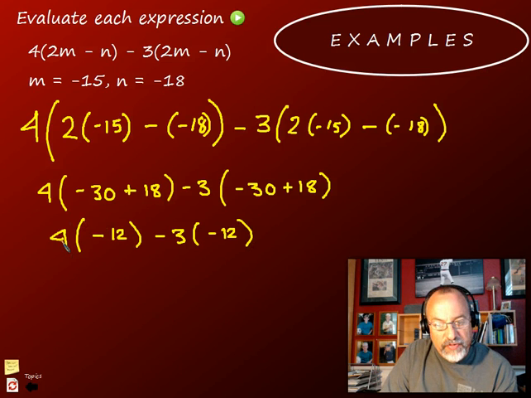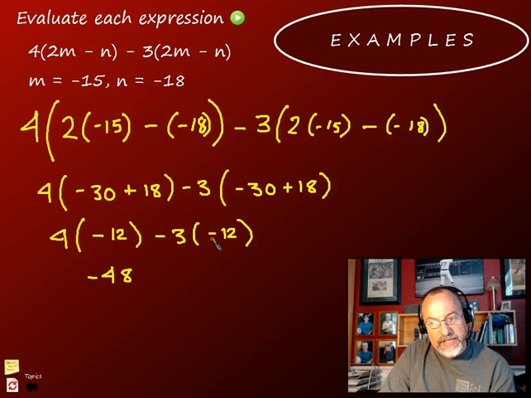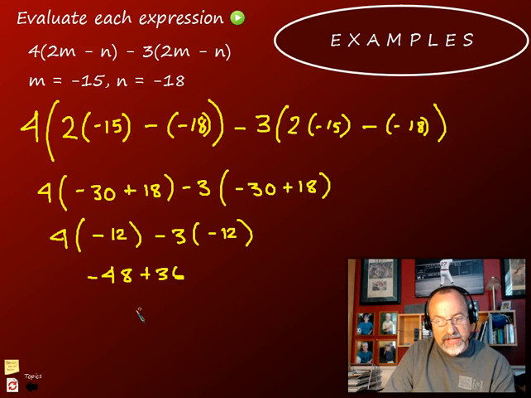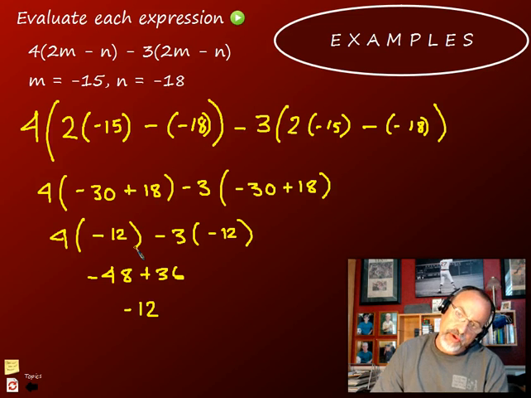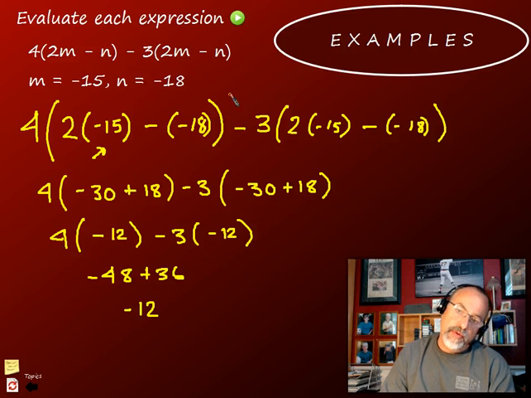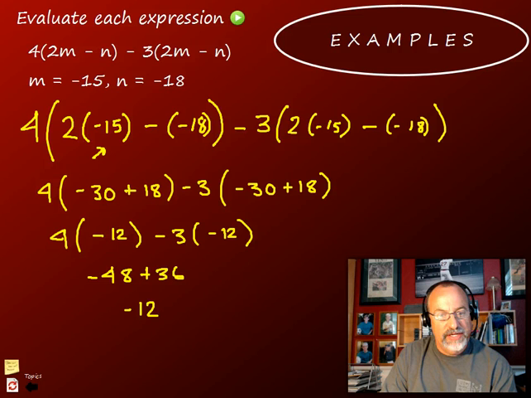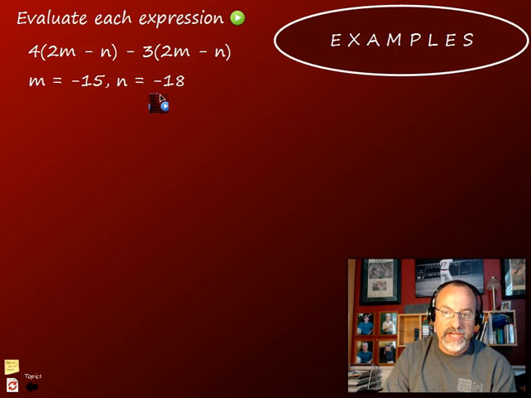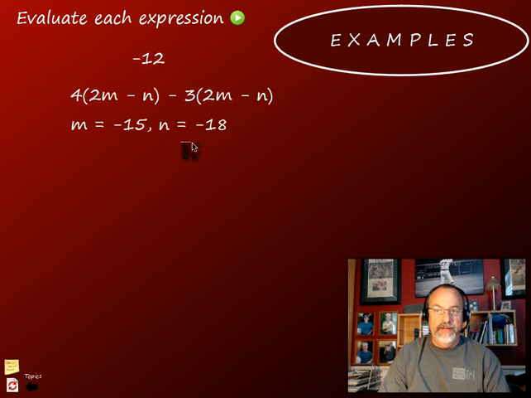Now I can distribute. 4 times negative 12 is negative 48. Negative 3 times negative 12 is a positive 36. And then I can add those together, so I end up with negative 12. So to evaluate, I substitute, and then I simplify. But remember, when you're substituting, use parentheses. That'll save you from making a lot of mistakes just by doing that. It's a careful thing you need to do. So we get negative 12 is our answer for that. Okay, so that's the first topic of this lesson.